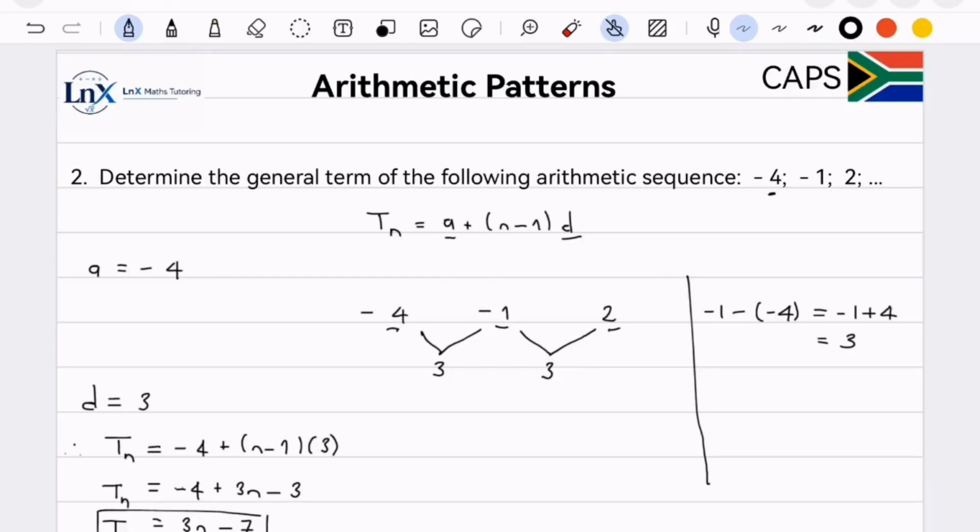And then for 2 and -1, you can say 2 minus -1. So this will be 2 plus 1, since negative by negative will give you a positive. So that is 2 plus 1, which will result in 3. So that's how you get your difference, your common difference.